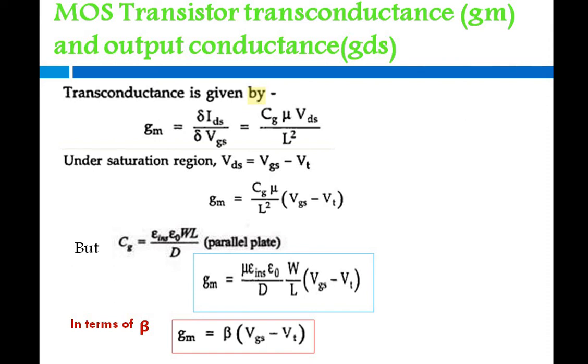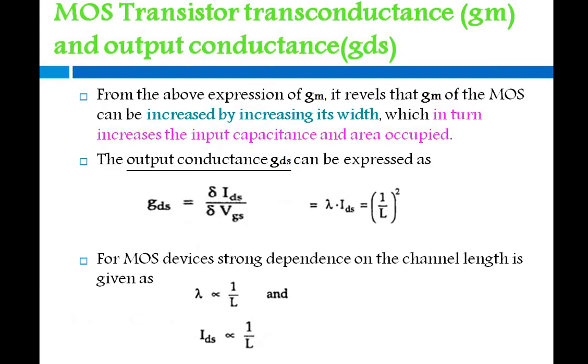So this is the equation for your MOS transistor transconductance, and that is given in terms of Gm. What is it? It is the relationship between your output current IDS and input voltage VGS. This is how we will be getting the equation. Now the next term we have to see. From the above equation you got the expression for Gm. It reveals that Gm of the MOS transistor can be increased by increasing its width, which in turn increases the input capacitance and the area occupied.